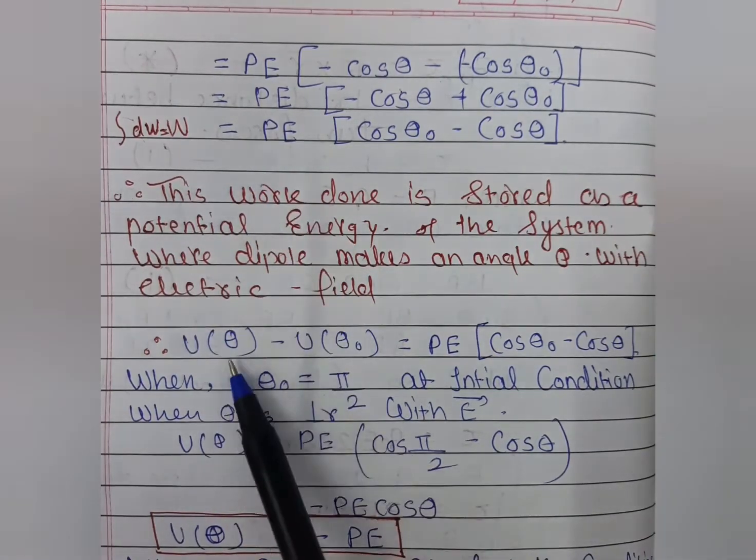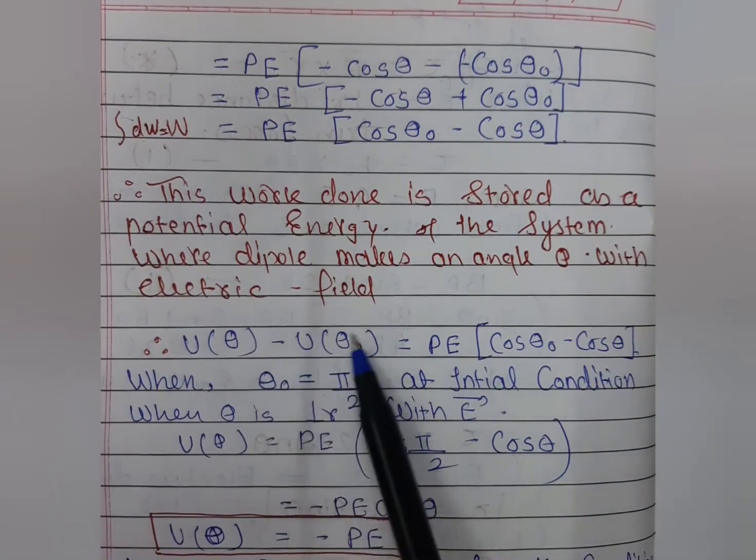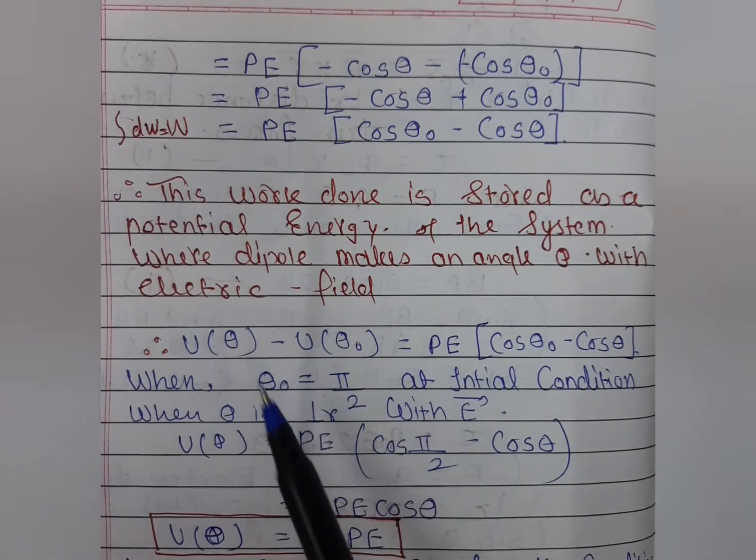And when we substitute the limits of integration, if the final theta has this value, then students, we get this condition: U theta, that is the energy of the displacement of the torque, is equal to minus PE.